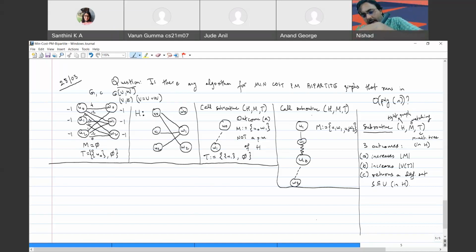And notice that once again we are in outcome A of the subroutine. Okay. And once again, the new matching is not a perfect matching of H. And we continue the algorithm, but we need to reset our tree, right? So at this point, our matching is two edges, U1 W1 and U0 W2. Okay. So the only exposed vertex on that side of the graph is u2. So our new tree is going to be u2 and the empty set of edges. Okay, let's repeat. Let's call the subroutine again.